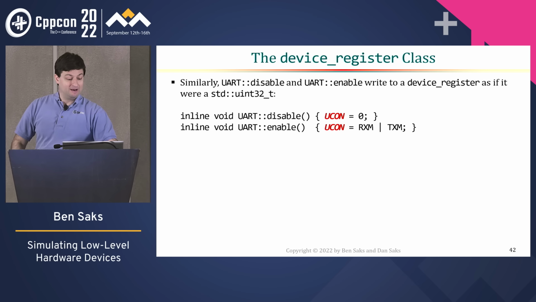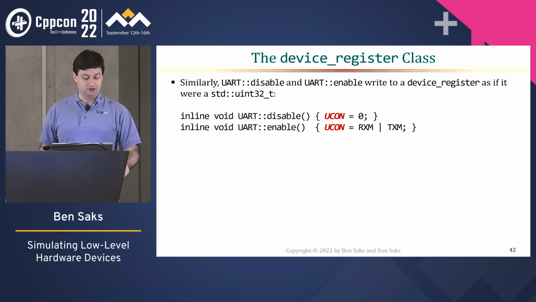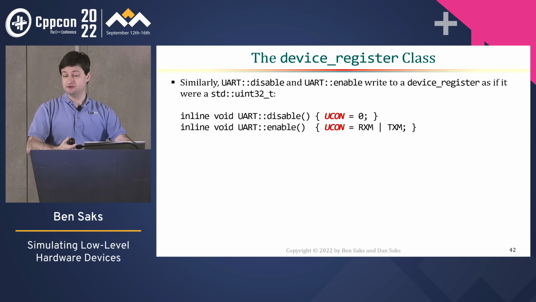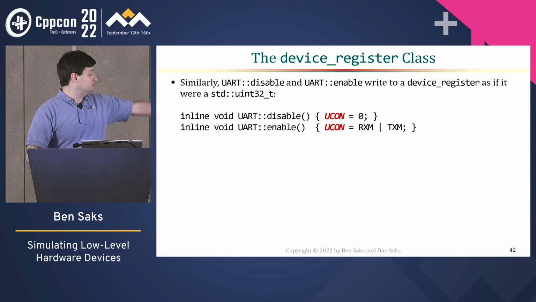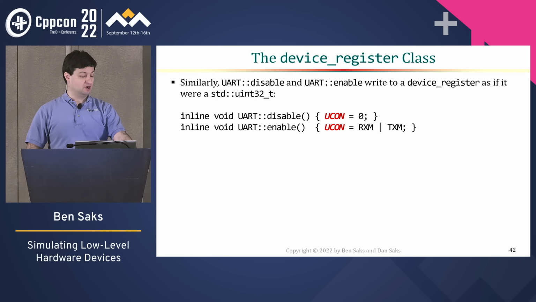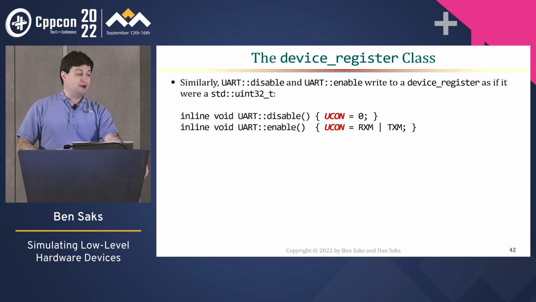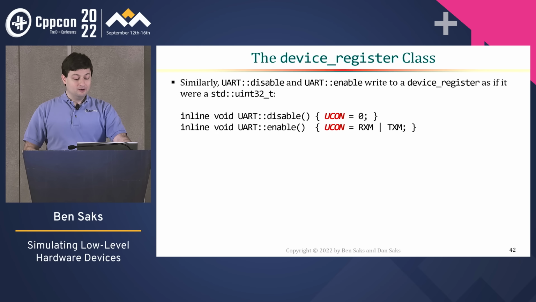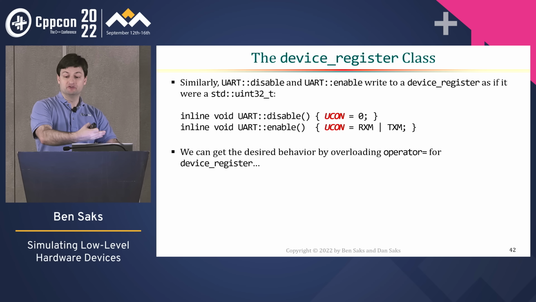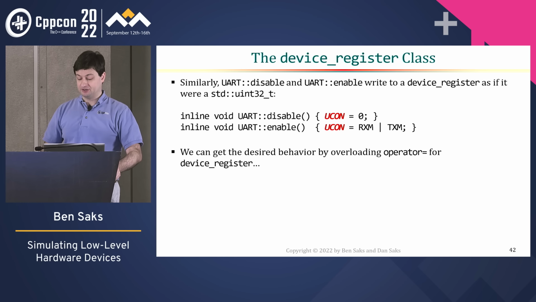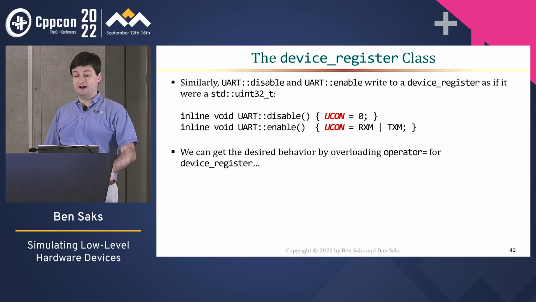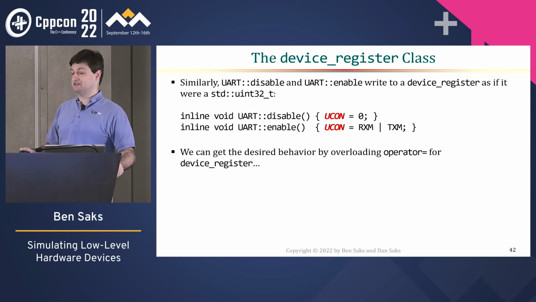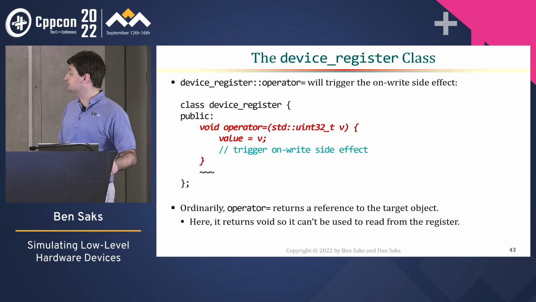Similarly, the disable and enable functions on the UART write to a device register as if it was a uint32_t. So these two functions both write to the ucon register. How can we get that to work the same way in our simulated environment? We can overload an operator= function for the device register that takes in a value of the type that we're expecting and carries out the appropriate actions on the device register.